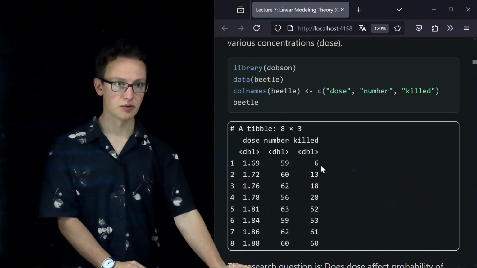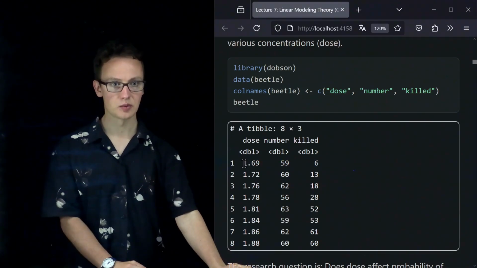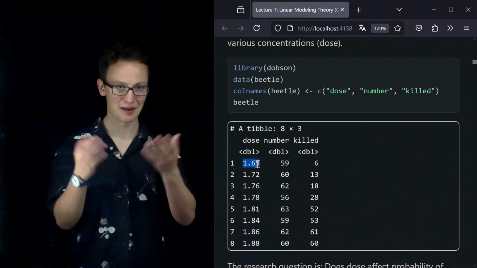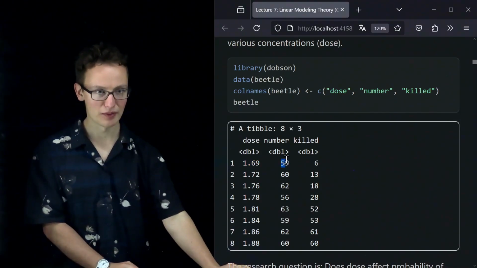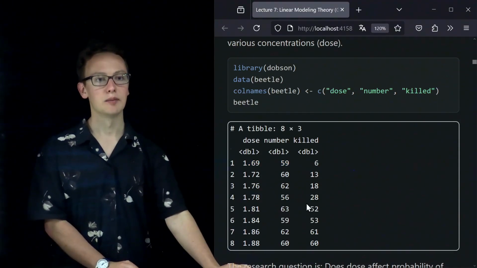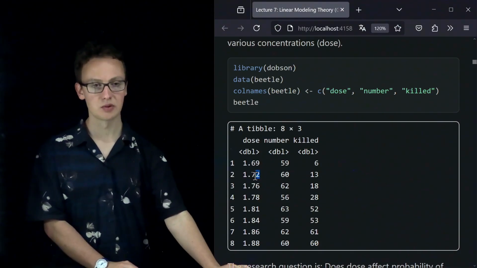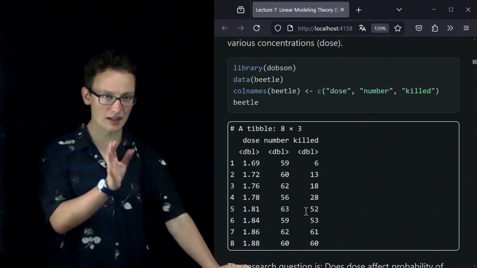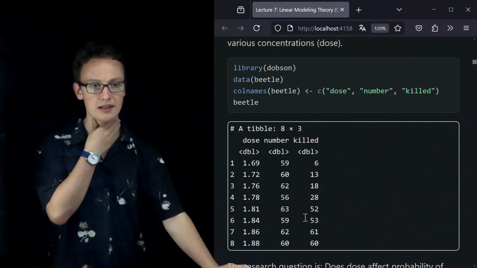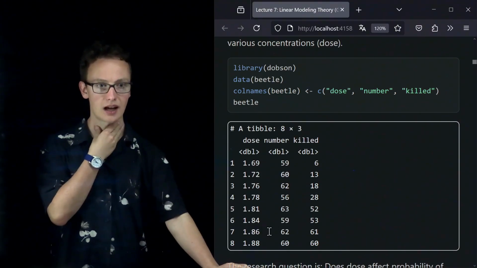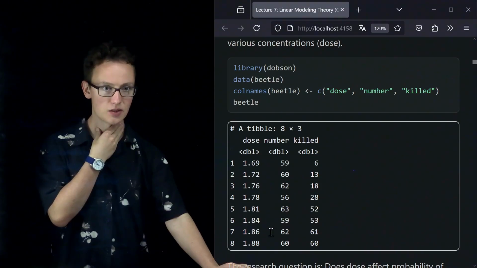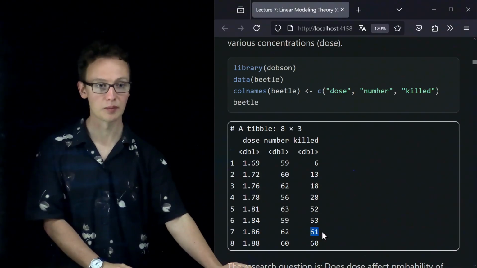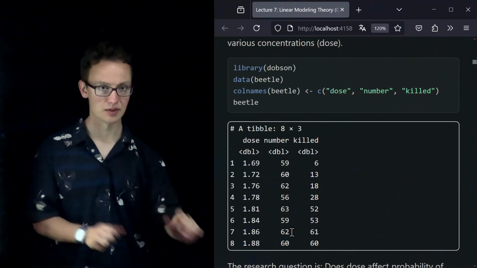Okay, so you can read, for example, this as: in this condition where there was this 1.69 dose, whatever that is, micrograms, milligrams, I don't know, there were 59 beetles and 6 of them died. And for that condition with the 1.72 dose, there were 60 beetles and 13 died. And as you go up, you can already descriptively see a trend that the proportion of beetles killed gets higher with the dose getting higher. So here you had 62 beetles exposed to 1.86 quantities of that poisonous gas, and here almost all of them, except for one, died as a result. Okay, so got killed basically.